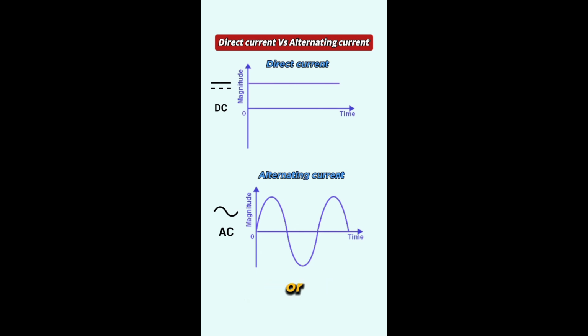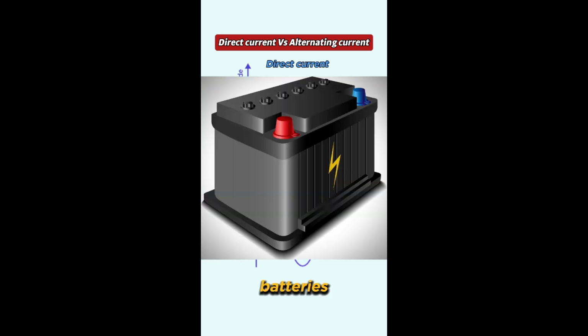Direct current, or DC, and alternating current, or AC, are two fundamental types of electric current. Here is their main difference. Direct current, DC: the electrons always flow in the same direction, from the negative terminal to the positive terminal. It is generated by cells, batteries, or solar panels.